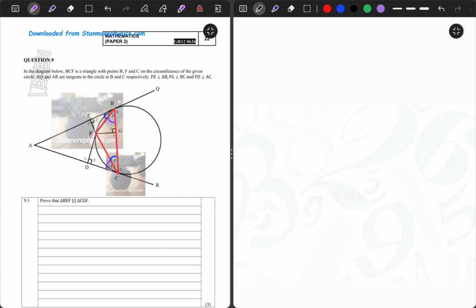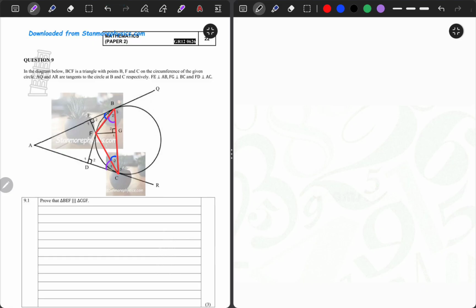FE perpendicular to AB, we can see there, we've got 90 degrees there. And FG perpendicular to BC, 90 degrees there. And lastly, FD perpendicular to AC, 90 degrees there. Okay.